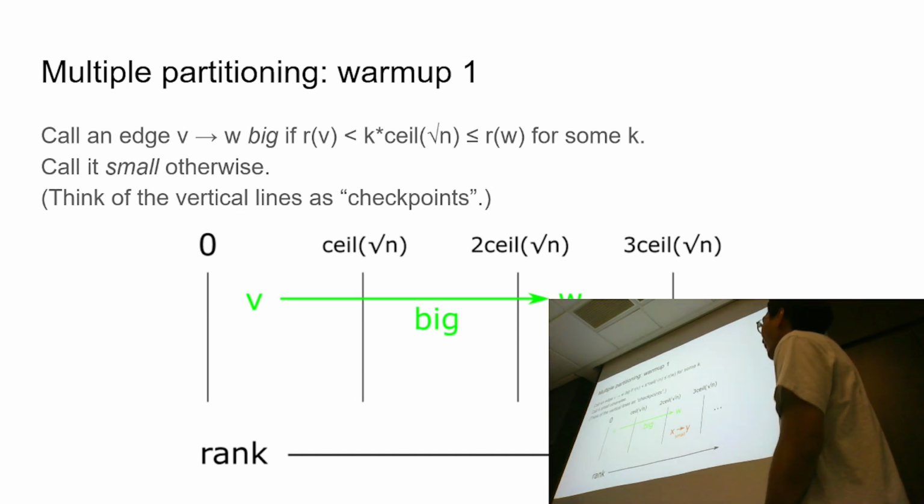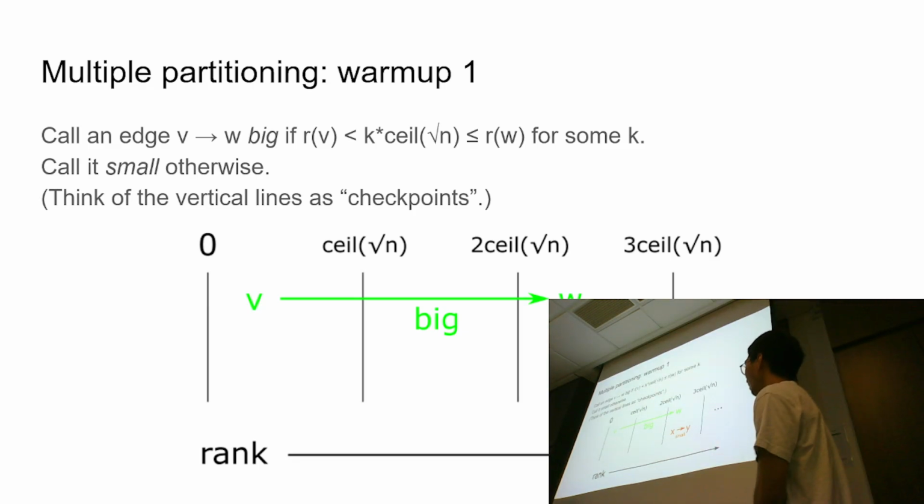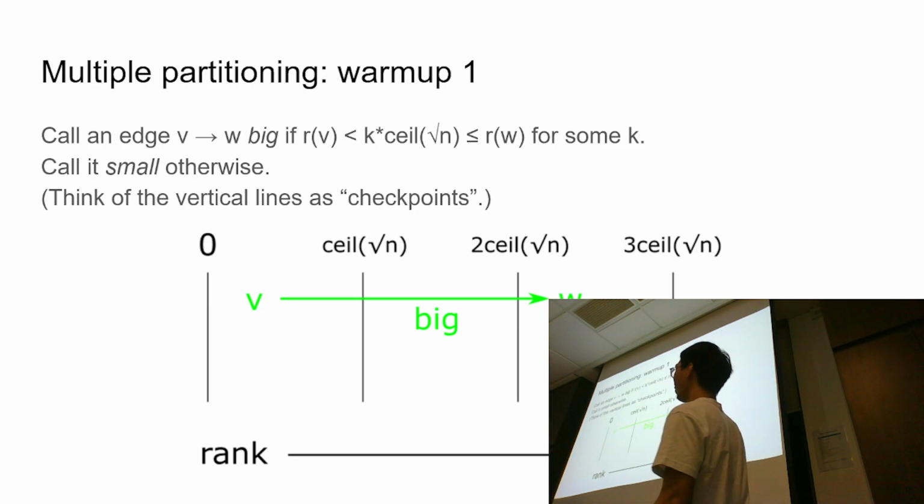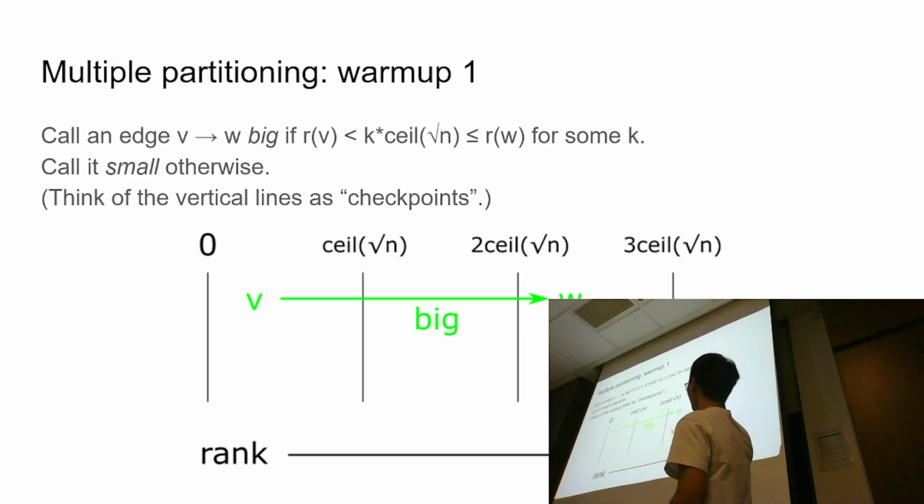So we categorize edges into small or big edges. You can draw an axis representing the rank, and then you can draw how each edge goes along the axis. And I will also draw these vertical lines at every square root n. These are like checkpoints. I'll say an edge is big if it passes at least one checkpoint. So if from RV you increase to RW, you will encounter some number of the form k times ceiling of square root n. And an edge is small if it doesn't pass any checkpoint.